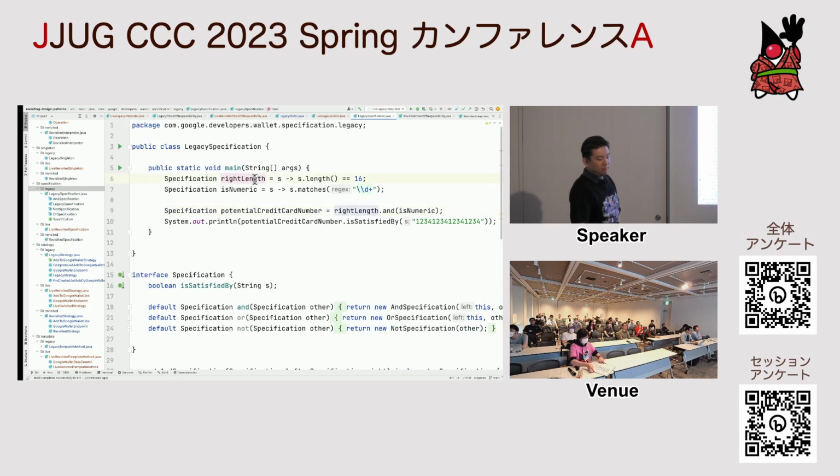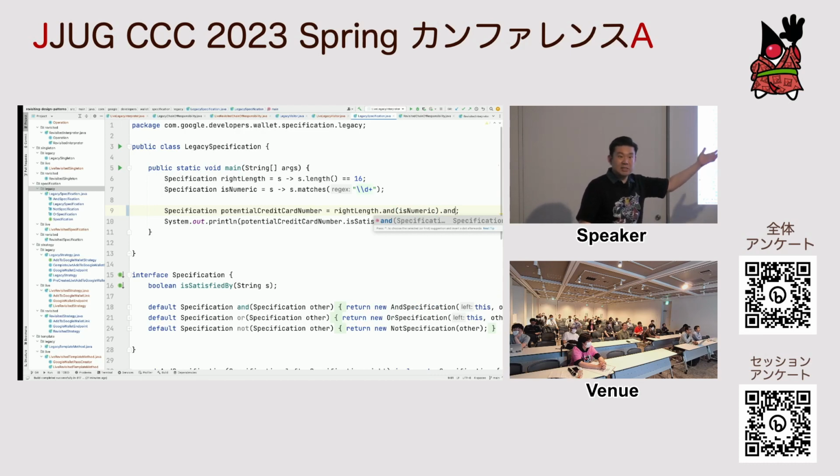Well, the name of the condition is the right length. So if it is 16, I know it's the right length. Okay? And if it matches only digits, I know that it's numeric. So for my condition to be a potential credit card number, it needs to be the right length and numeric. And if I had other things, I would just say, and other things. This is the specification. It helps you to maintain your code. Now your code is self-documented.